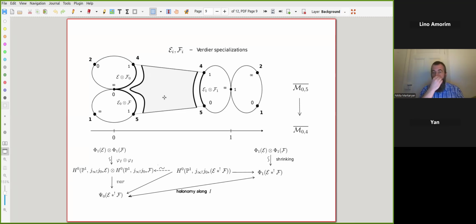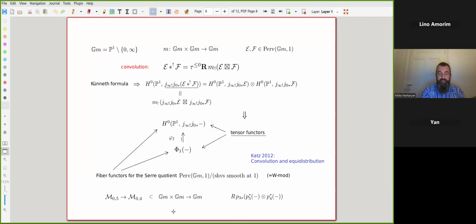I'm a bit confused with the notation. Zero is what? No, 0 on the horizontal axis. This horizontal thing presents M05. So 0 and 1 are just points of P1. Yes, okay. This is P1 essentially, and so this picture presents this map, and this map is essentially the same thing.